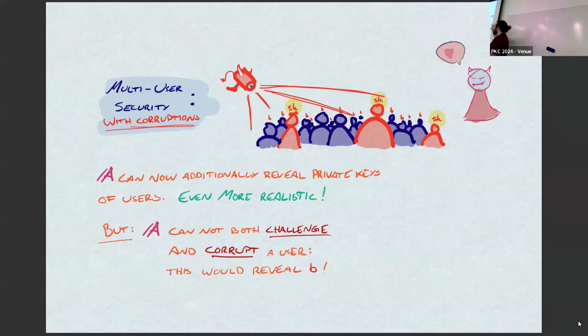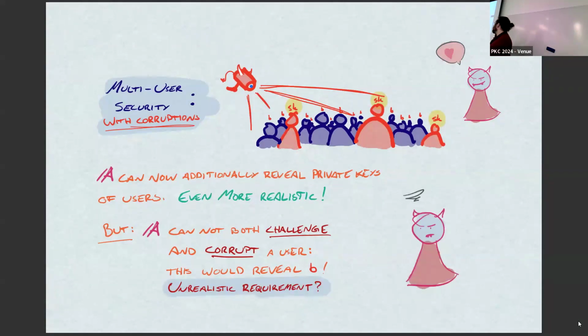So we have to disallow both challenging and corrupting the user, which, when you think about it, seems like a bit of a strange requirement. Why would you need this? In the real world, there is no reason why an adversary shouldn't be able to try and break your crypto system and then later on learn your private key because you, I don't know, leaked it on a post-it note or something like this. And there doesn't seem to be any good reason why you shouldn't be able to model this.